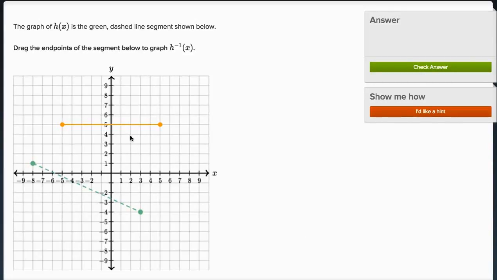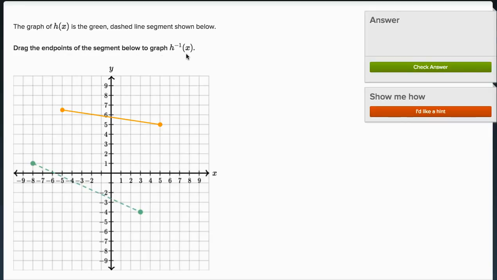This right over here is our understanding inverses of functions exercise on Khan Academy. And it's a good exercise to make sure you understand inverses of functions. And it's an interactive one where we can move this line around. And they tell us the graph of h of x is in green. So that's this dotted green line right over here. The graph of h of x is the green dashed line segment shown below. So that's this. Drag the endpoints of the segment below to graph h inverse of x.